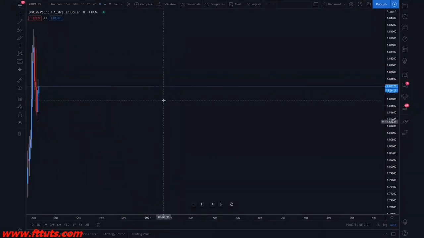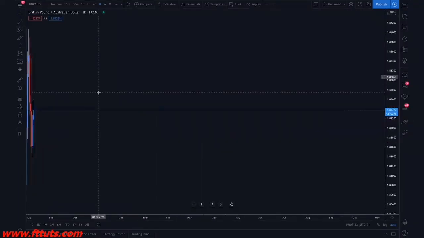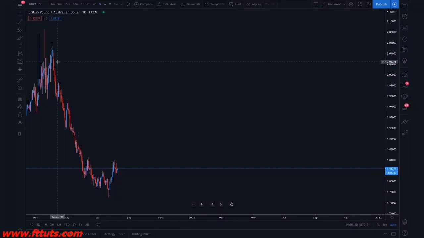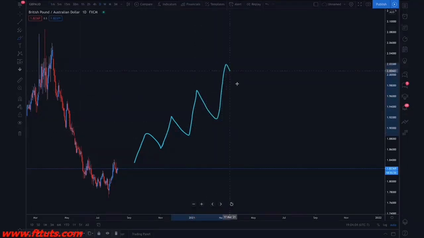So in order to identify a trend, you need to figure out what price is doing. An uptrend consists of something called higher highs and higher lows. For example, if you see price going up, making a high, coming down, making a low, because this low is higher than this low, it's a higher low. Coming up, making a higher high, coming down, making a higher low, higher high, higher low, higher high, higher low.